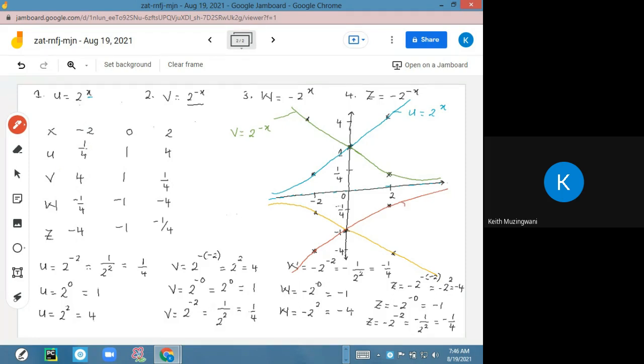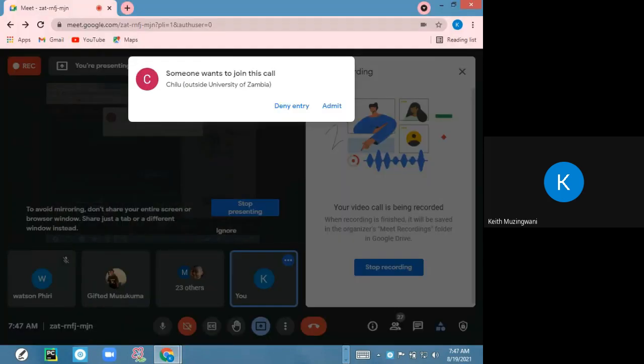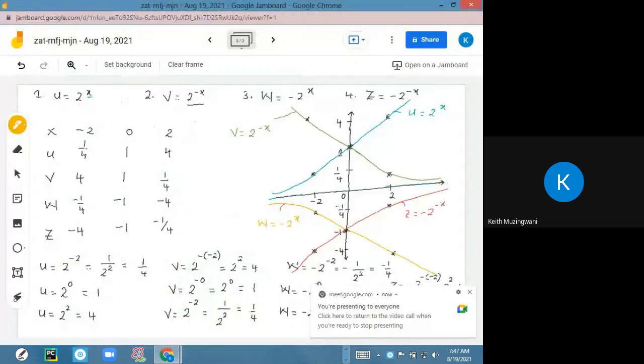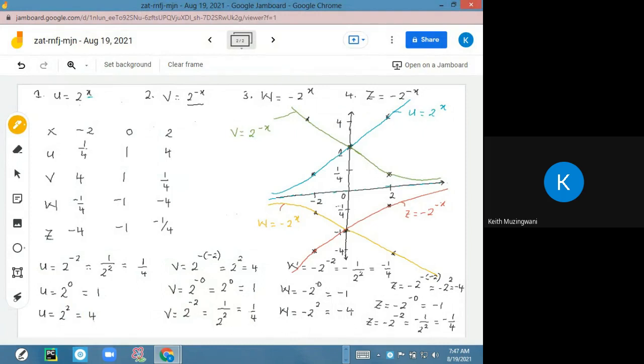So this one is z is equal to negative 2 to the power negative x, and this one is w is equal to negative 2 to the power x. So these are the four families for all the exponential functions that exist in this world. These are the shapes that you're going to be having for all the exponential functions.